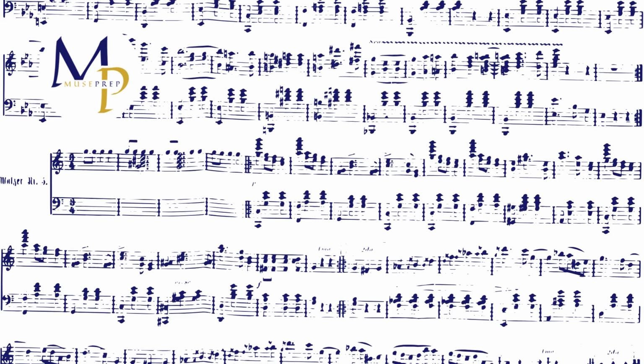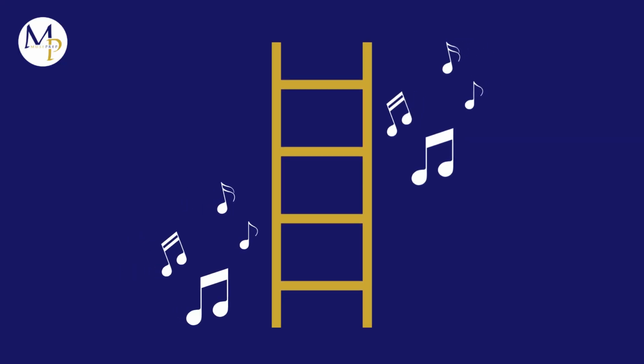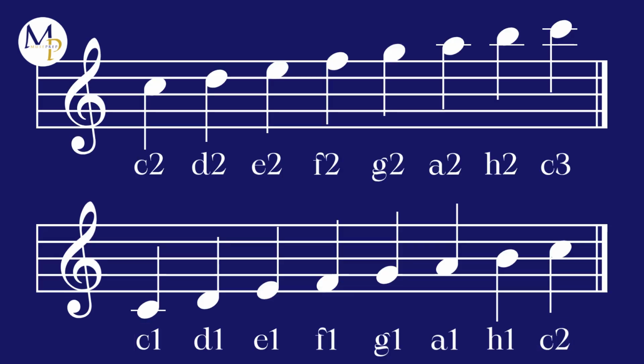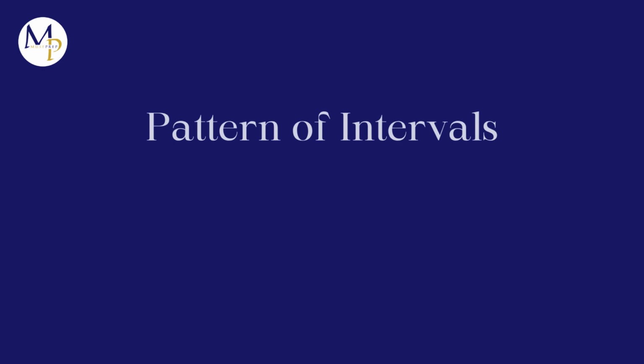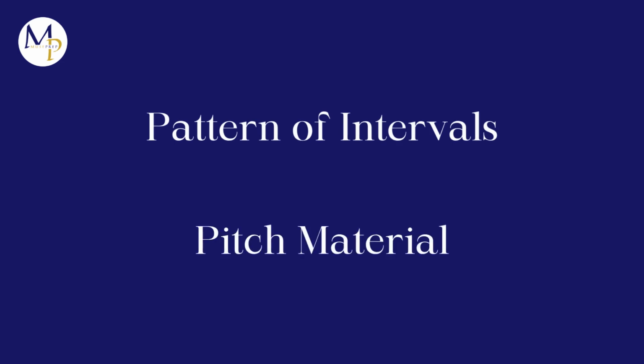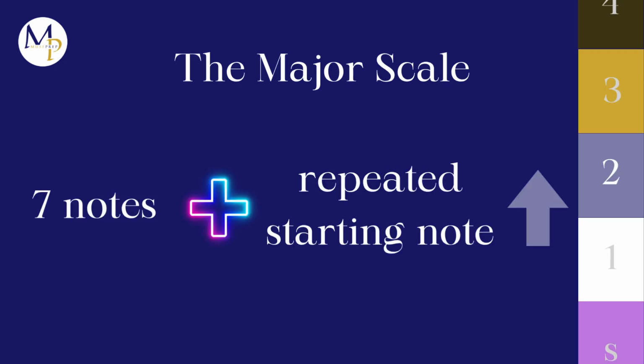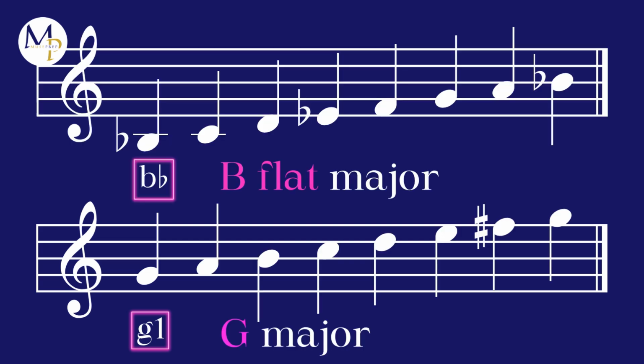Welcome back. In the last video, you learned what a scale is, a sequence of notes arranged by pitch that repeats after an octave. Each scale is defined by its specific pattern of intervals and the notes it uses. The most important of these is the major scale. A major scale always consists of 7 notes, plus the repeated starting note in the octave above. The lowest note, called the tonic, determines the name of the major scale. For example, G major or B flat major.